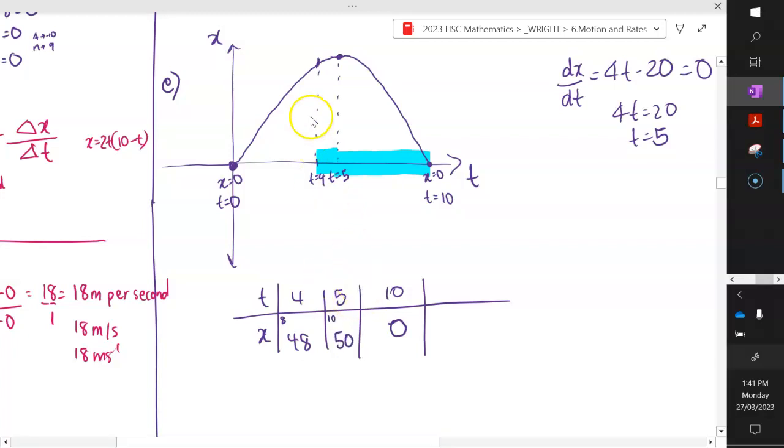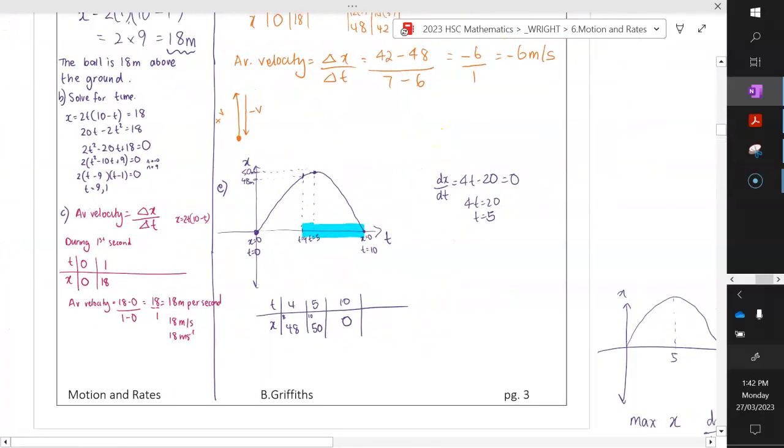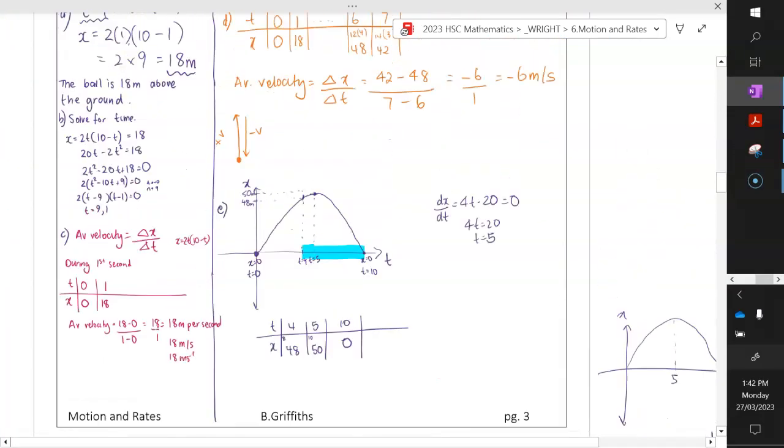So at time equals 4, I'm going to be at a distance of 48 meters above the ground. And at time equals 5, I'm going to be at a distance of 50 meters above the ground. And then I turn around and I'm going to slowly go back till I touch the ground. So that's basically what's happening in this question. Let's have a look at what we're actually doing.